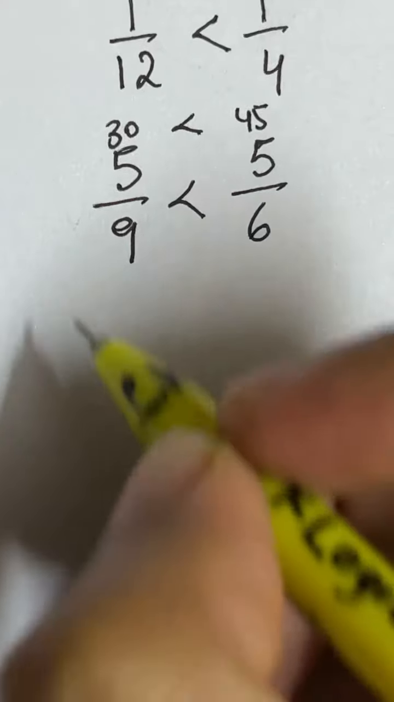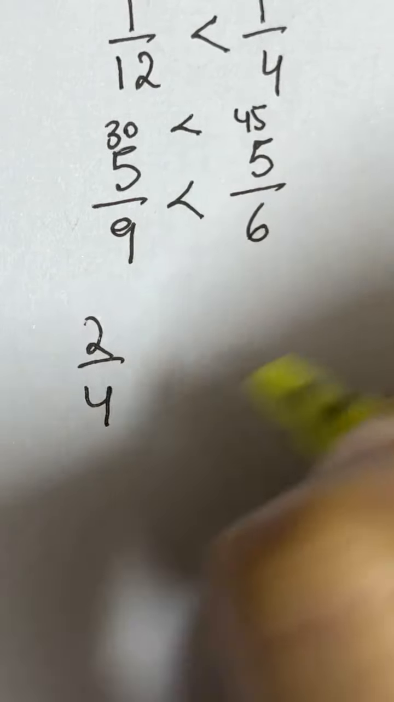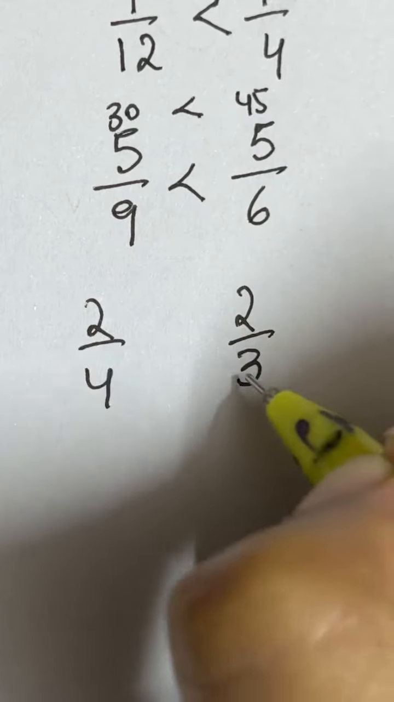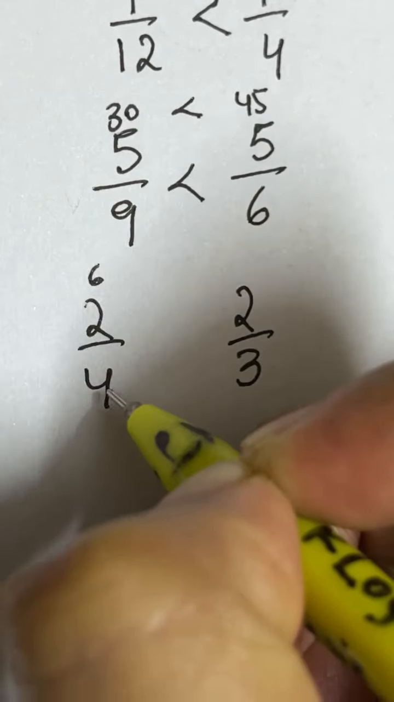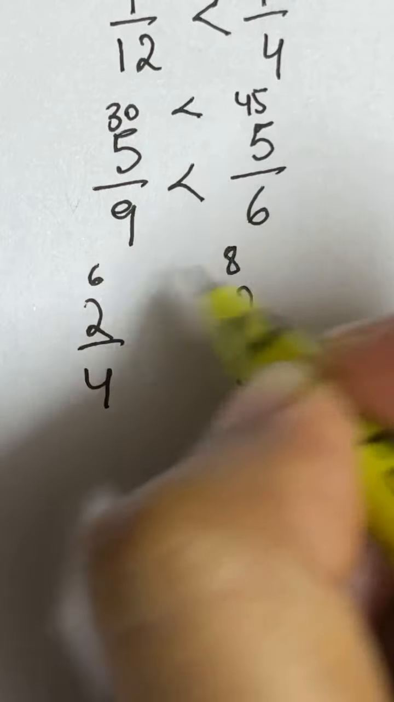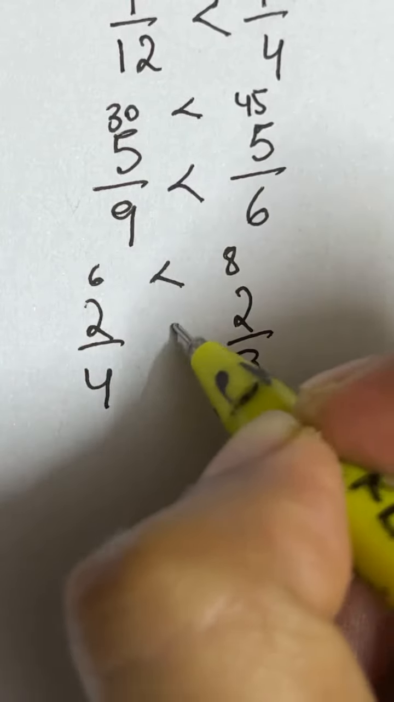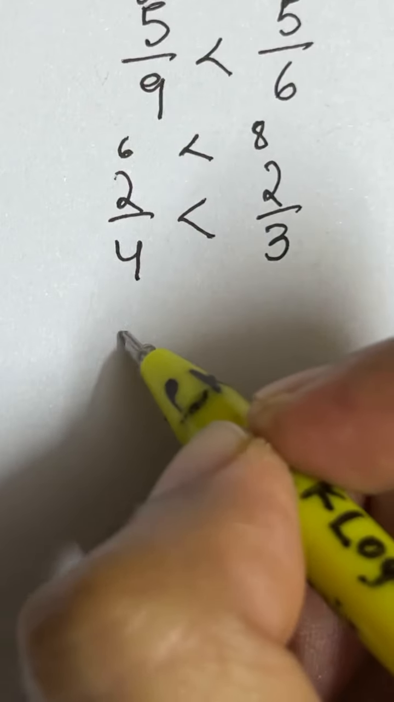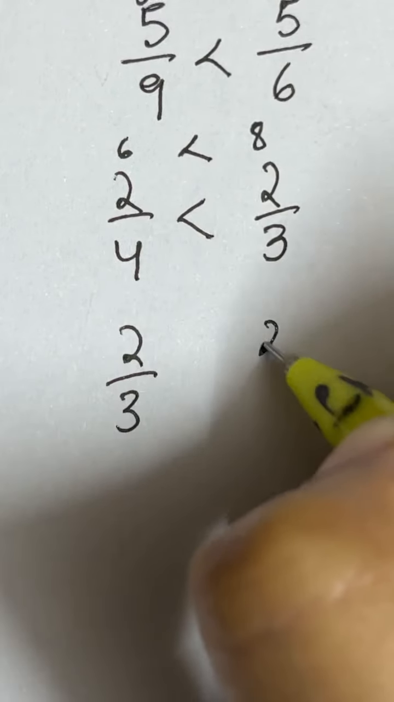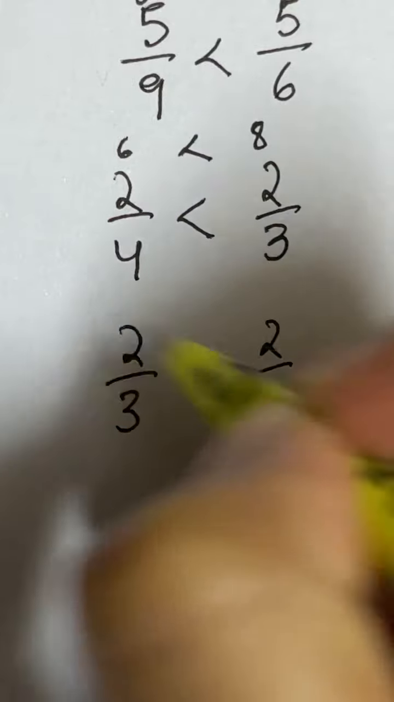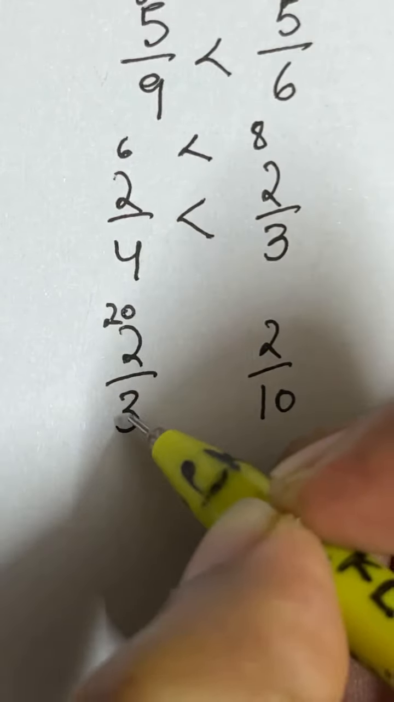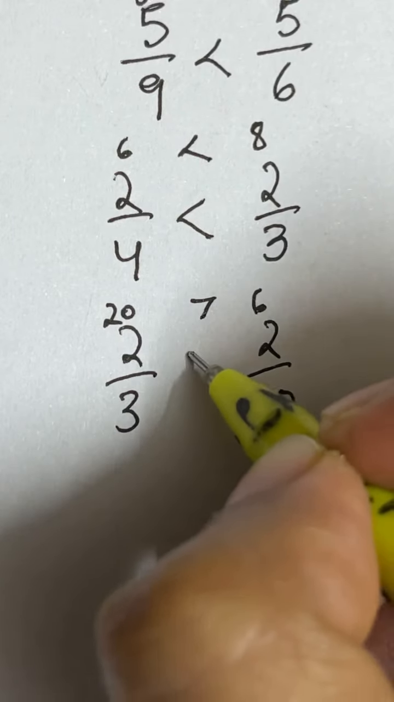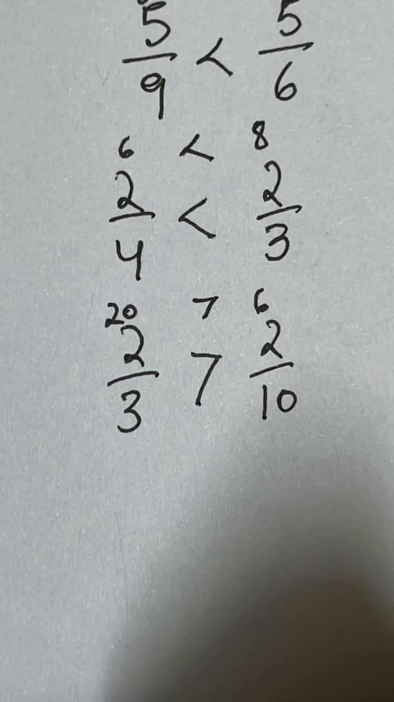Okay, let's go on. For another example, 2/4 or 2/3. So 2 times 3 is 6. 4 times 2 is 8. 6 is lesser than 8. So 2/4 is lesser than 2/3. Okay, let's go on. Now we have 2/3 or 2/10. 2 times 10 gives us 20. And 3 times 2 gives us 6. 20 is greater than 6. So 2/3 is greater than 2/10.